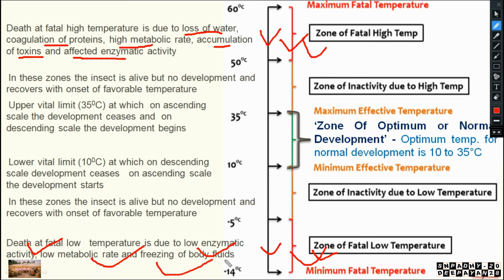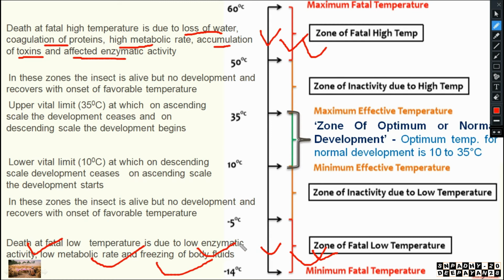You have to remember the range. Zone of fatal high temperature means 50 to 60. Zone of fatal low temperature means -5 to -14 degrees centigrade. Okay, so this zone is over now.